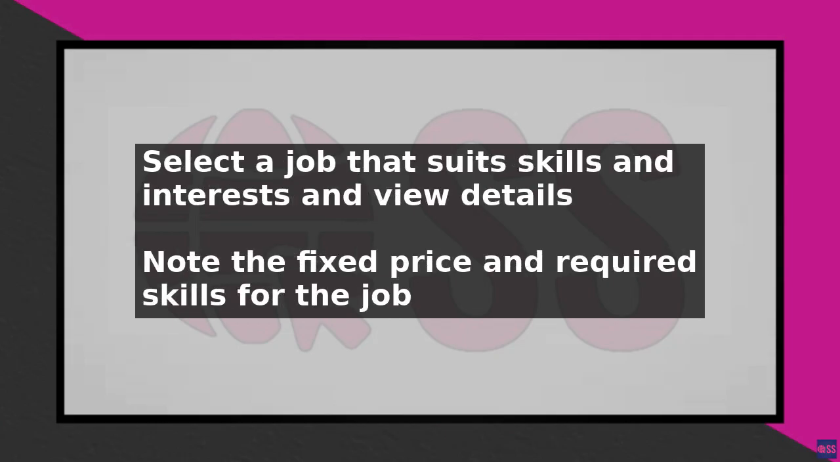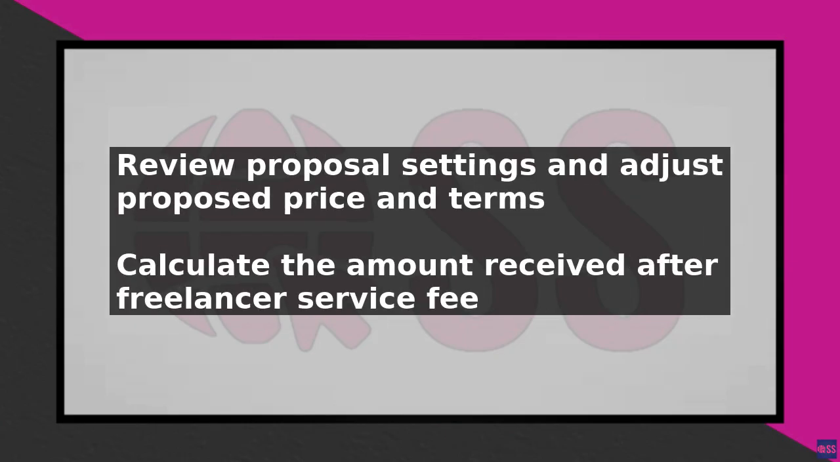Select a job that suits your skills and interests, and view its details, including the fixed price, job level, and required skills. To apply, click Apply Now and review the proposal settings, noting the number of connects required, in this case, 4 connects. If you have sufficient connects, you can proceed with the application.